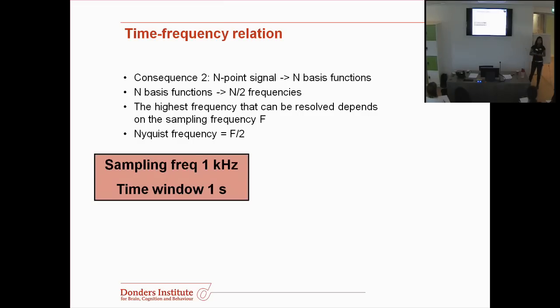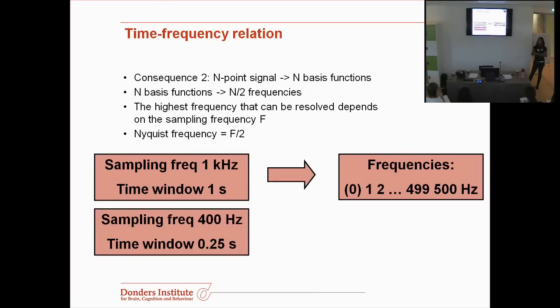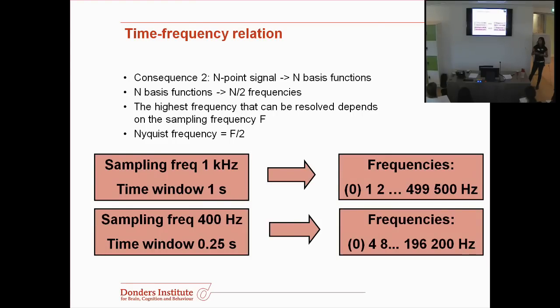So if you have sampling data at 1,000 Hz and you have a time window of 1 second, then you can sample at 1 Hz intervals, so 1 Hz, 2 Hz, and the highest frequency that you can estimate is at 500 Hz. Similarly, if you have a sampling frequency of 400 Hz and a time window of 0.25 seconds, then you can sample in 4 Hz, 8 Hz, so on and so forth, and the highest frequency that you can resolve is 200.